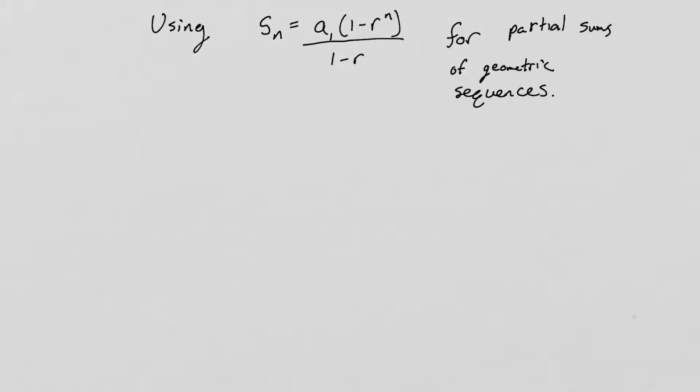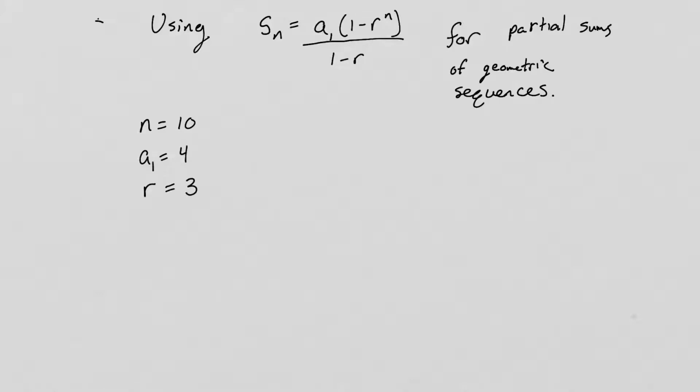Let's look at an example where we attempt to use this formula that we found in the last video, that the sum of the first n terms of a geometric sequence is equal to a1 times 1 minus r to the n, all divided by 1 minus r. So let's take the situation where we are finding the sum of the first 10 terms, where a1 is equal to 4 and the common ratio is equal to 3.